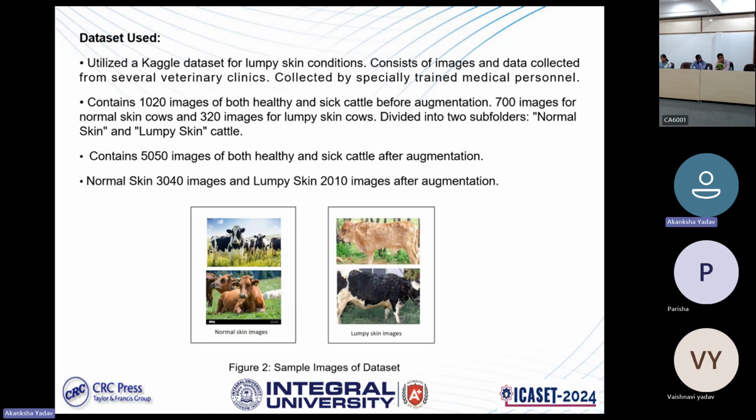We utilized a Kaggle dataset for lumpy skin condition, consisting of images collected from several veterinary clinics by specially trained medical personnel. It has 700 images of normal skin cows and 320 images of lumpy skin cows before augmentation, and contains 50-50 images of both healthy and sick cattle after augmentation. This is a sample of images from the dataset.